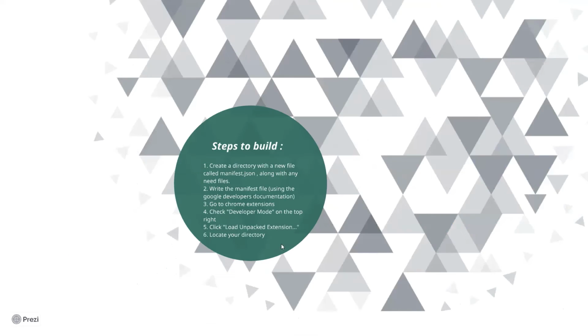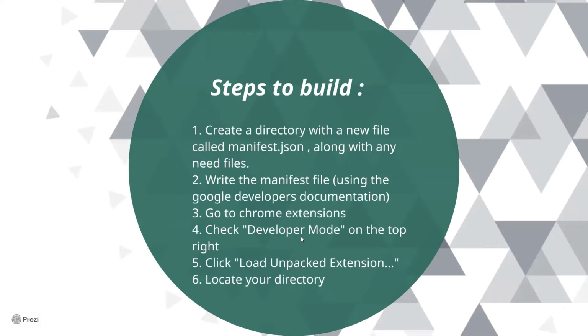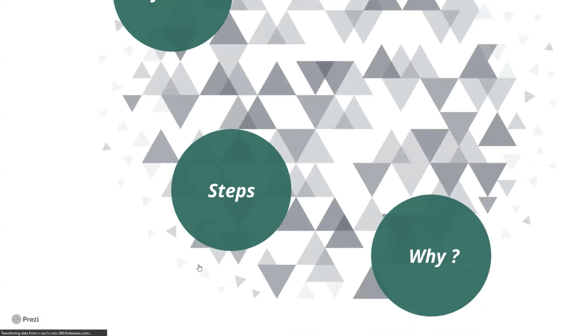So we'll go through the steps now. It's super short and super simple. Firstly, you create a directory with a new file called manifest.json along with any needed files depending on what you want to build. Then you write the manifest file using the Google developers documentation that you can find on their site, which is thoroughly explained. Then you go to Chrome extensions, you check the developer mode on the top right, I will show you in a bit. And then you click load unpacked extensions, and then you load your folder.